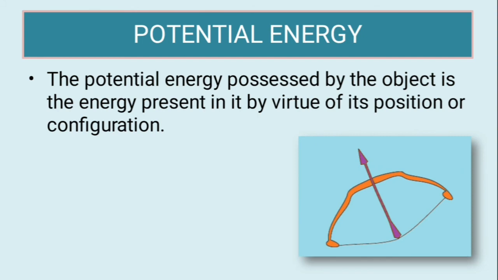For example, bow and arrow. When you stretch your arrow onto the bow, there is a potential that the arrow will move and move swiftly in a particular direction. Okay, so this is a potential energy because you have not yet released the arrow, you are just holding the arrow, but you know that it has a potential of moving in a certain direction, right? So this is what we mean by potential energy.